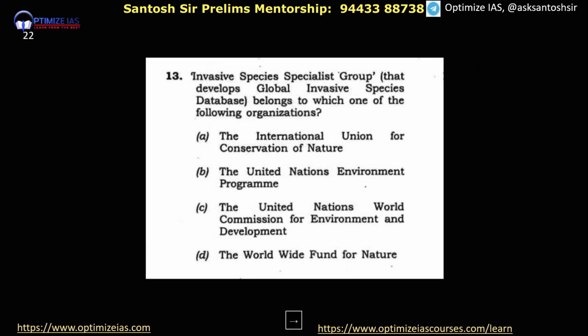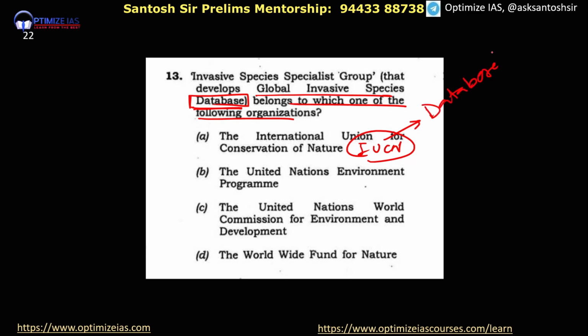The last question, 22. Guys, you can see here: the Invasive Species Specialist Group that develops the Global Invasive Database belongs to which one of the following organizations? Here the word database is very important. We all know that the IUCN is responsible for the database of endangered species. It is also responsible for the database of protected areas. This is common knowledge.